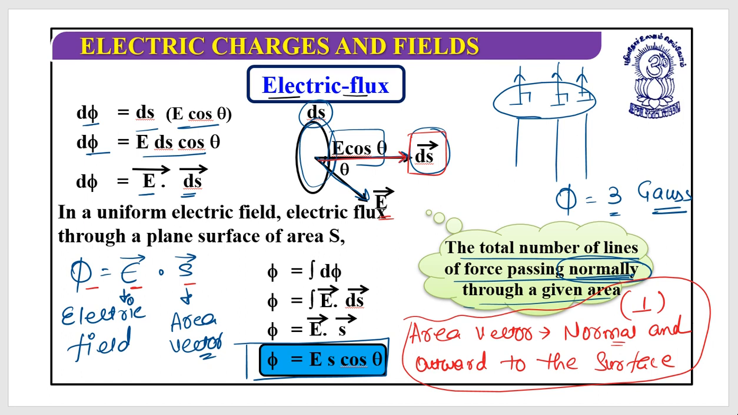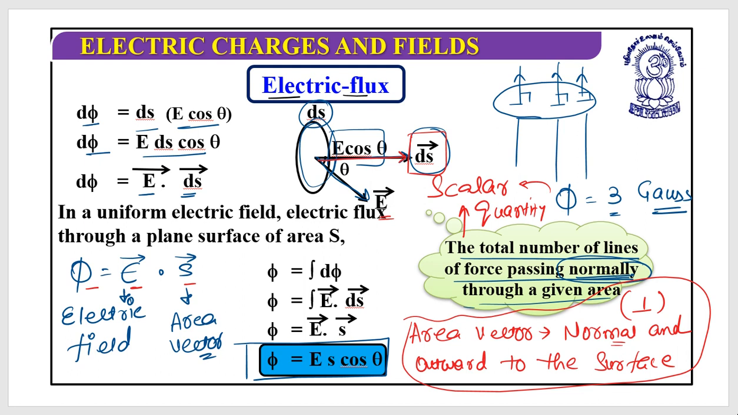So flux is the total number of lines that pass perpendicular through a given area. Am I clear up to this? Would it be a scalar or a vector? Yes, it is a scalar quantity. Flux is a scalar quantity. Remember these things.